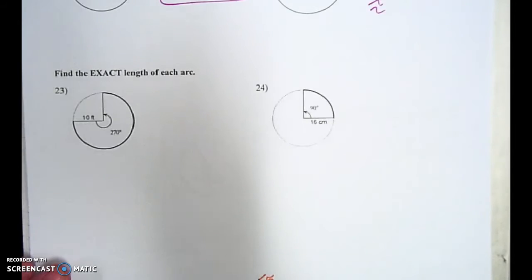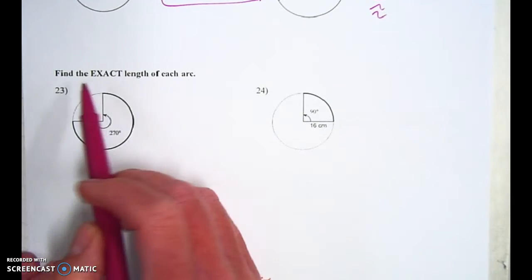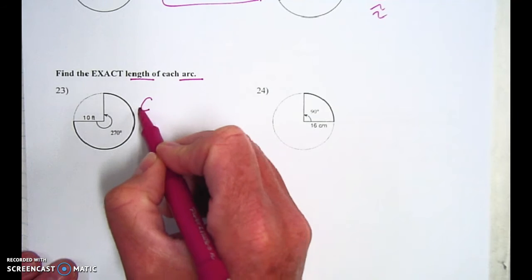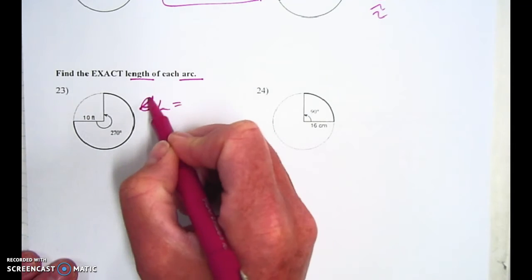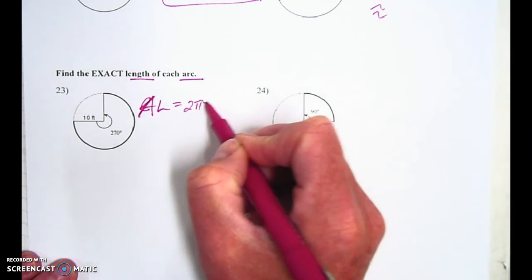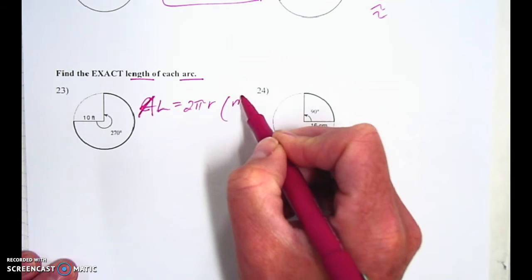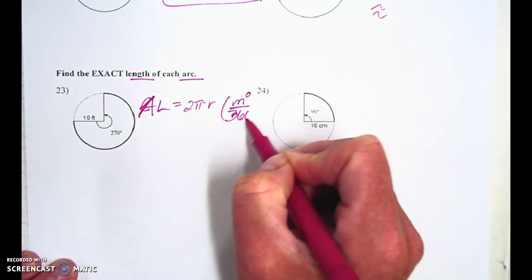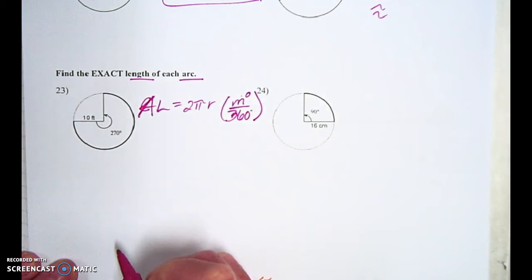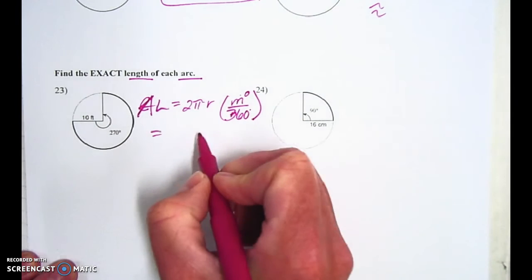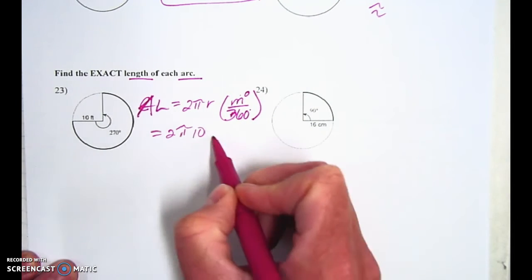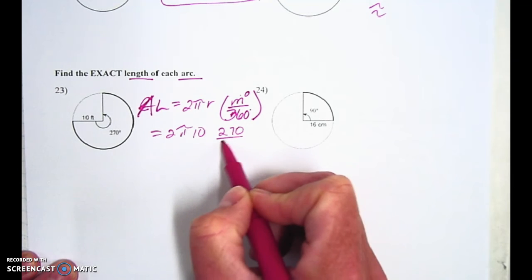Jumping down to number 23 and 24. This time they want the arc length. So arc length is just like the formula for circumference. So it's going to be 2 pi r, but we need to put in the measure of the angle over 360. Just get that right off your formula sheet. So the radius in this one is 10, so we're going to have 2 pi 10. And the measure of the angle is 270 degrees out of 360.